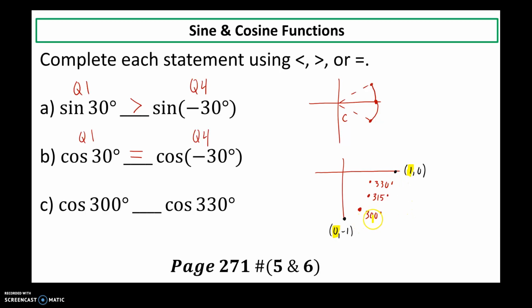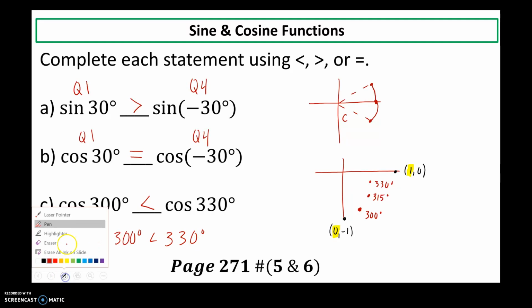So the cosine of 300 has to be smaller than the cosine of 330 because the cosine value increases as I rotate through the fourth quadrant. So cosine of 300 has to be less than cosine of 330. It is not because 300 degrees is less than 330 degrees. Okay? And we can talk about that more in class. So more problems from the text. Pause the video. Complete those.